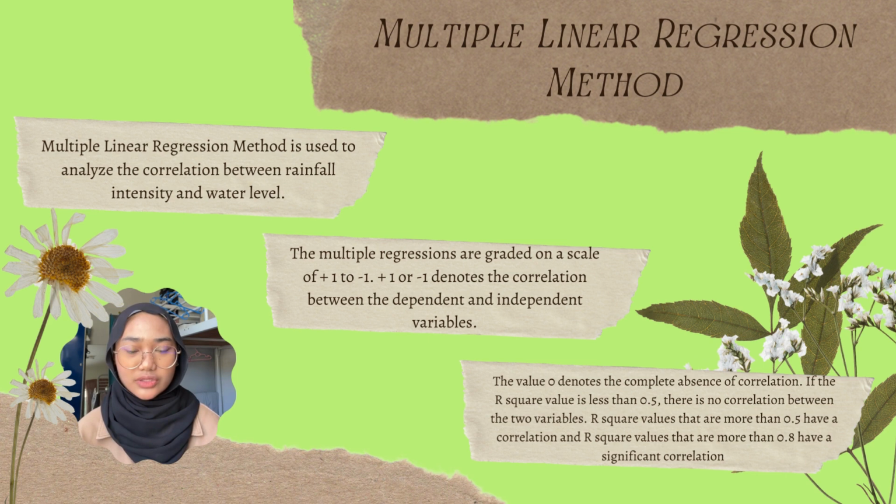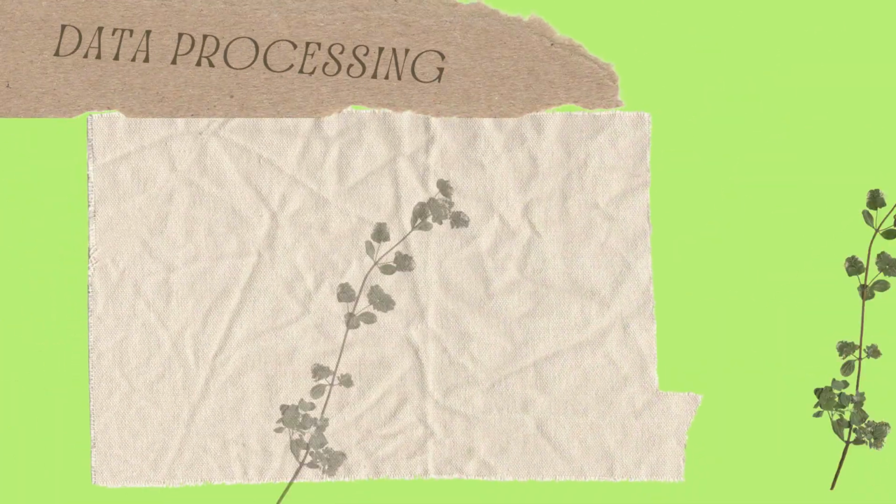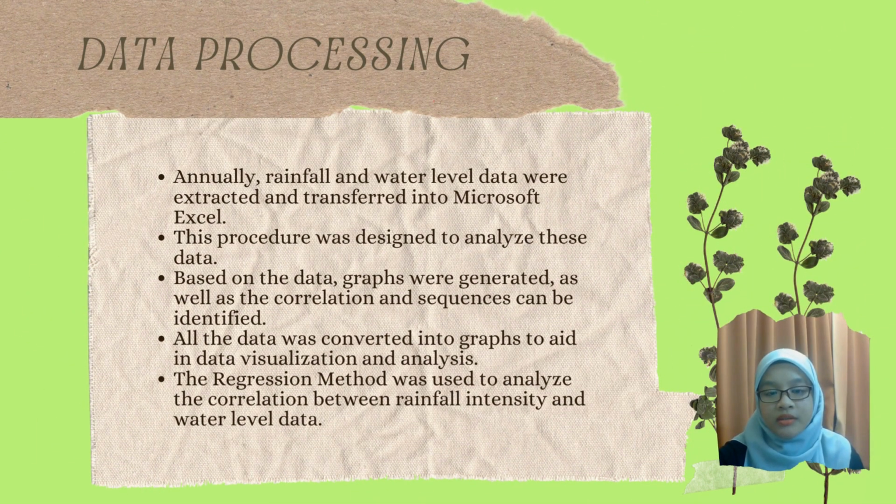If the R-square value is less than 0.5, there is no correlation between the two variables. R-square values that are more than 0.5 have correlation, and R-square values that are more than 0.8 have a significant correlation. Next is data processing.